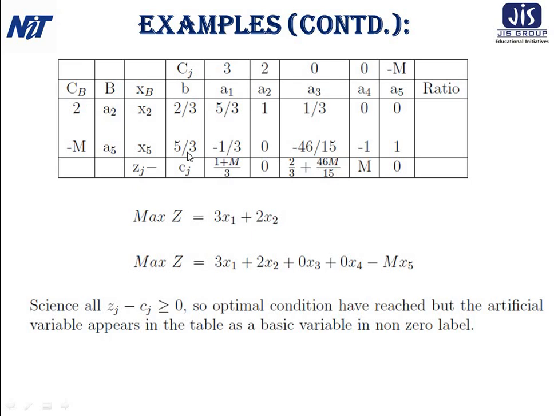An unbounded solution: if one of the Zj minus Cj is negative, but we are not able to find the ratio, because in the key column all the elements are negative, then it is not possible. We cannot divide the B column by 0 and negative elements. So that means we cannot find the ratio. Already we have done this type of question also. So there are four types of solution, and already we have solved all the types of solution.